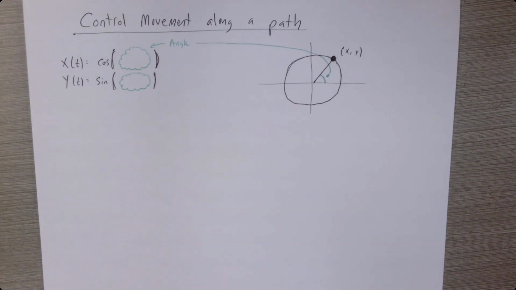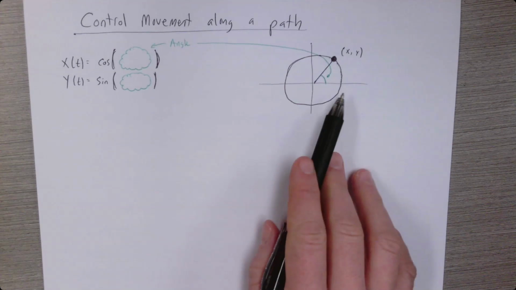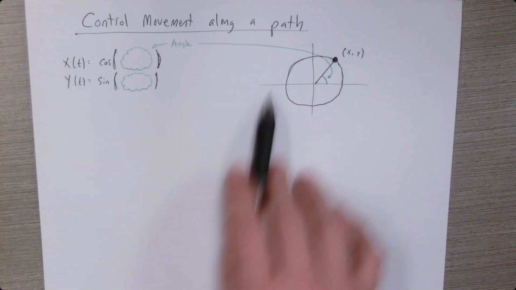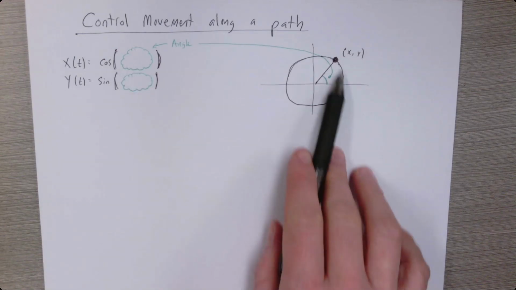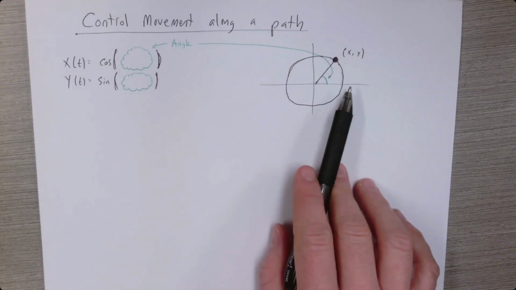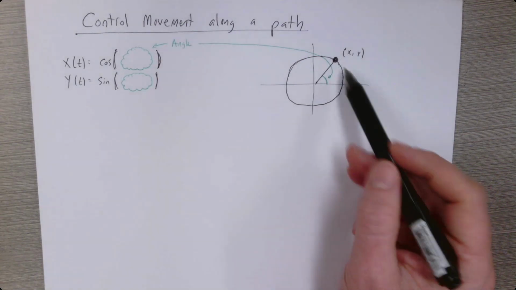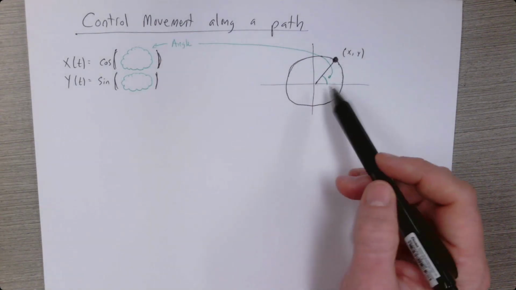Hi everybody. I just wanted to talk a little bit about how you could control movement along a path. This is the set of equations for a basic circular path. If I just put t on the inside, that would correspond to a constant rotation. How do we make our movement change directions or accelerate or decelerate?